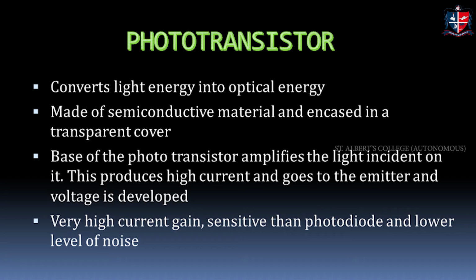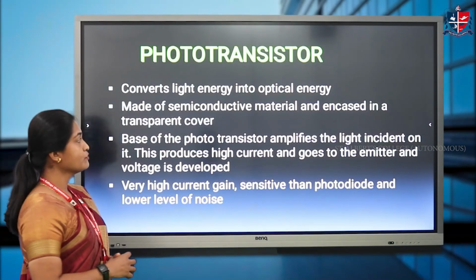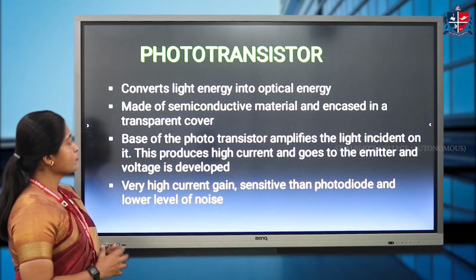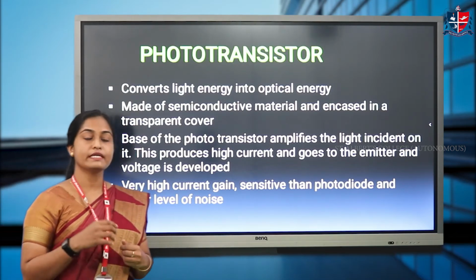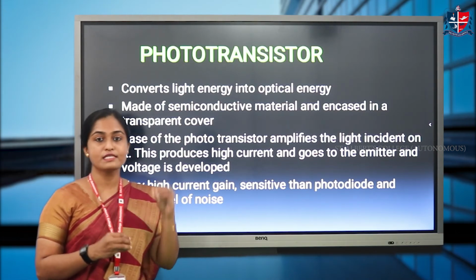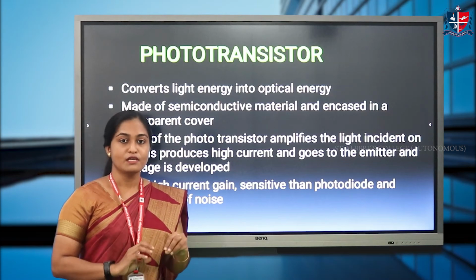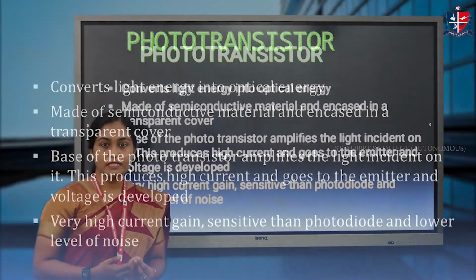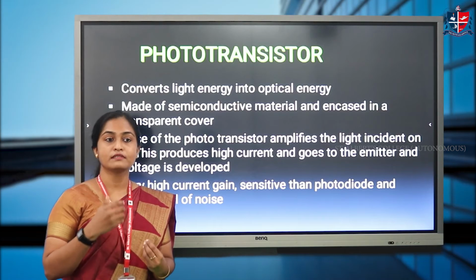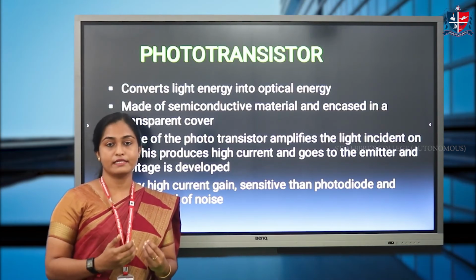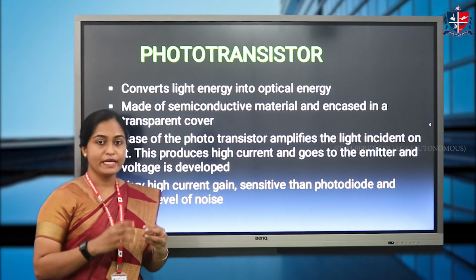Now, phototransistor. A phototransistor converts light energy into electrical energy, and it is made of a semiconductive material which is encased in a transparent cover, because light has to fall on the sensitive part of the phototransistor. This phototransistor is similar to a conventional transistor. It also has three terminals: emitter, base, and collector.